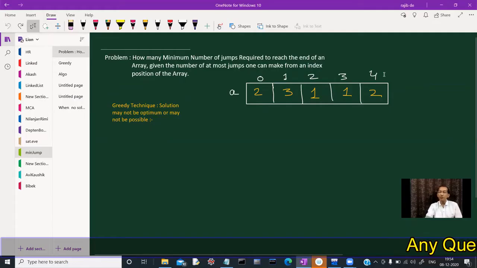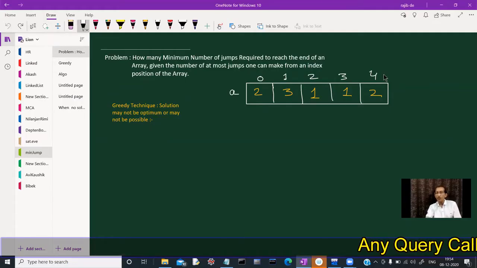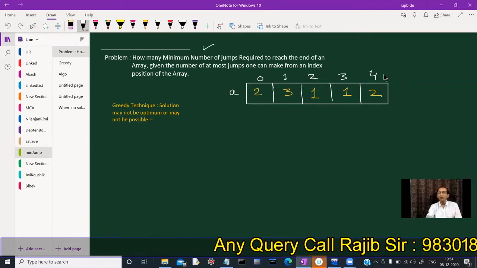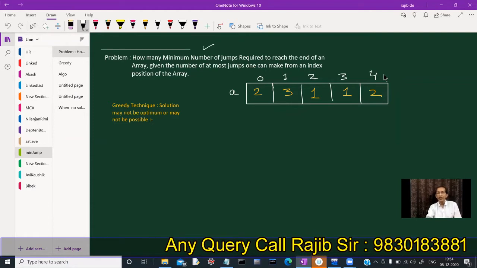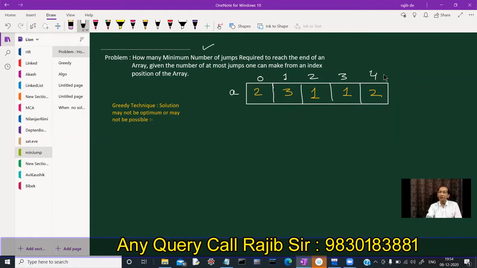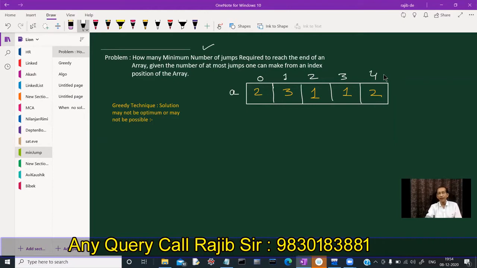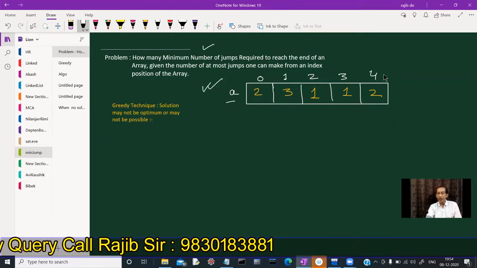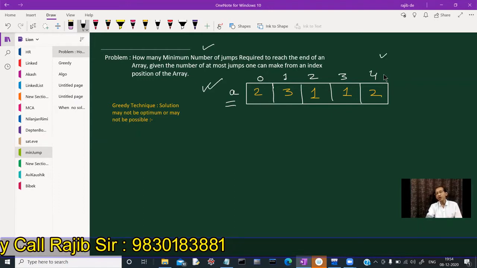A very important problem for coding for IT job aspirants, which asks: what is the minimum number of jumps required to reach the end of an array, given the maximum number of jumps one can make from an index position of the array? Taking that example, array A, we have 5 locations.